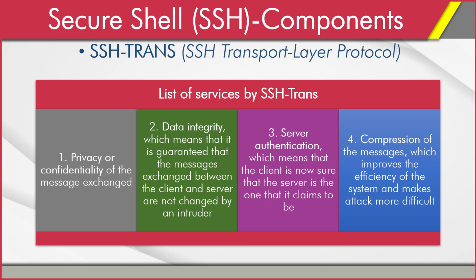The list of services provided by the SSH transport layer protocol is discussed here. The first one is privacy or confidentiality of the messages exchanged. Second is data integrity, which guarantees that the messages exchanged between the client and server are not changed by an intruder. Third is authentication, which means the client is now sure that the server is the one it claims to be. Compression of the message is the fourth point, which improves the efficiency of the system and makes attacks more difficult.